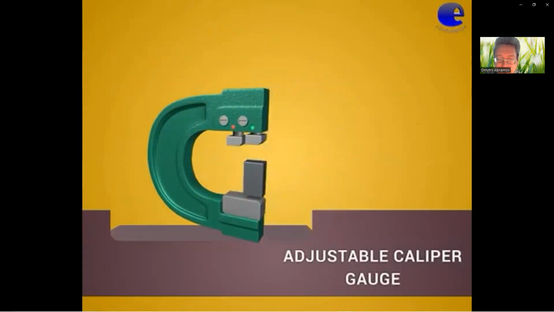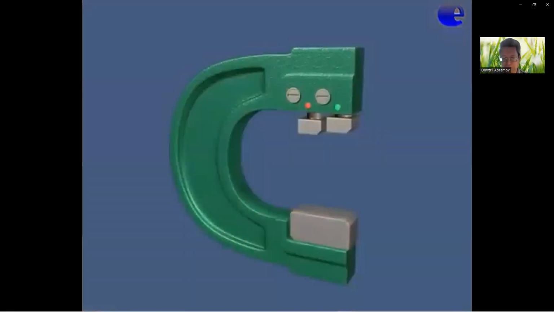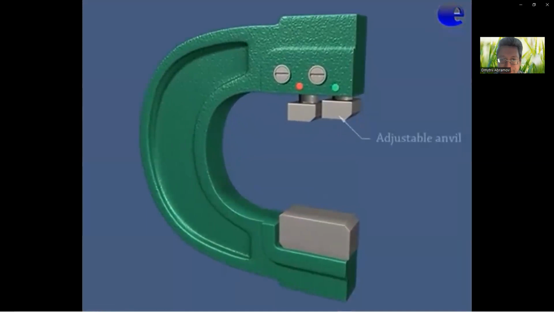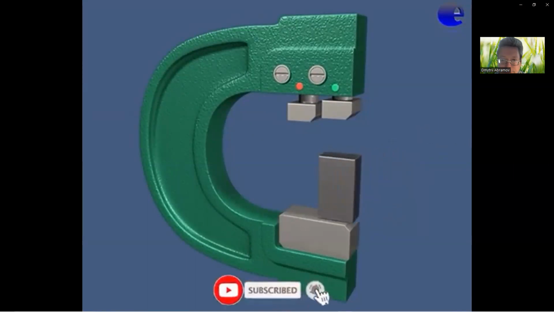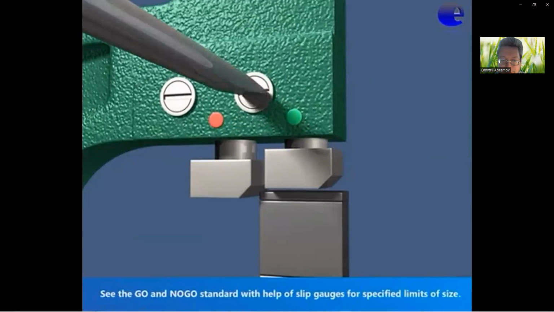Adjustable caliper gauge. In this video, we are going to see about the adjustable caliper gauge. Next type of gauge, adjustable caliper gauge. It consists of an adjustable anvil and a fixed anvil. Go is marked in green color. Place the slip gauge on the anvil. See the go and no-go standard with the help of slip gauges for specified limits of size.